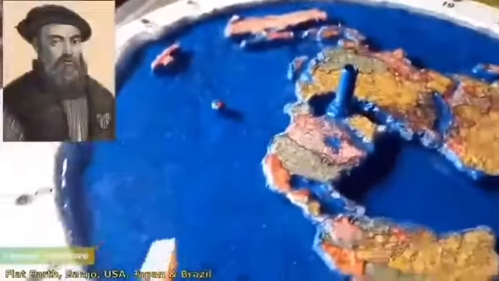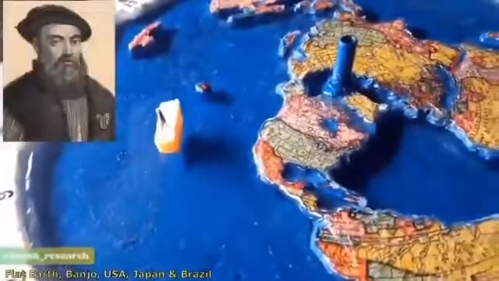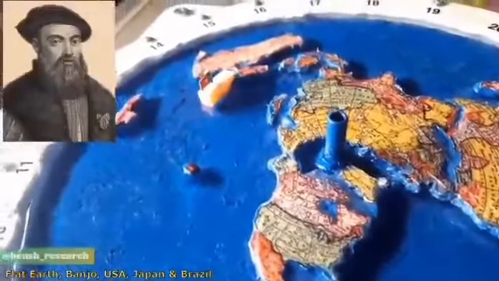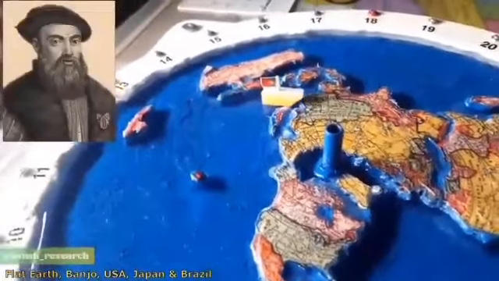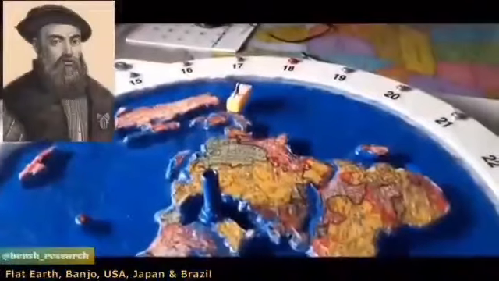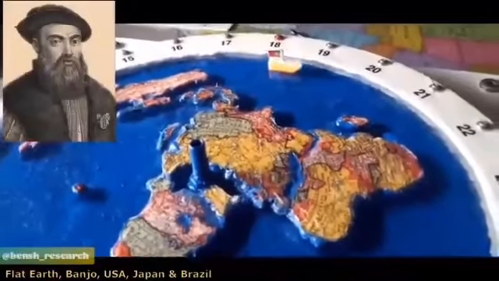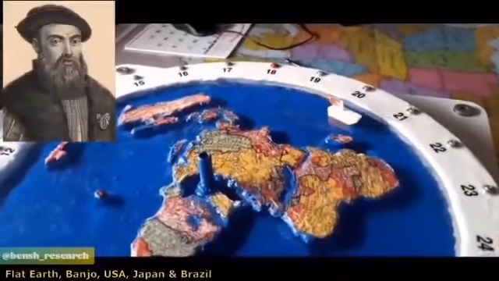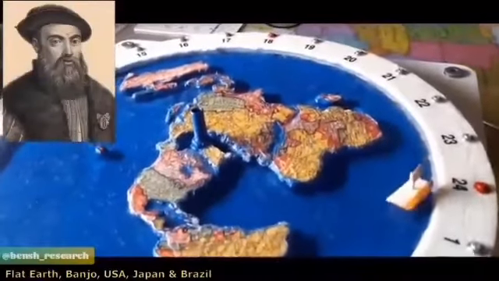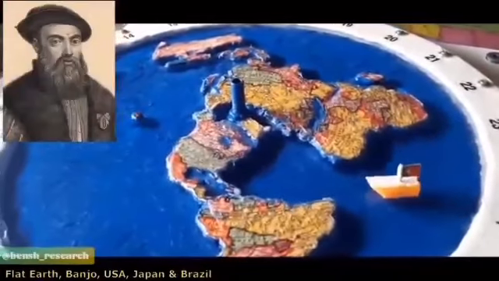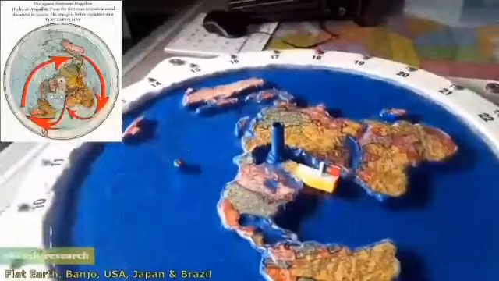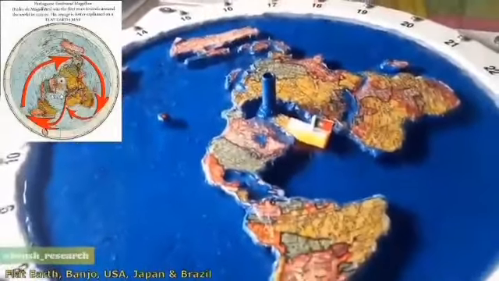From here, it sailed all the way to the Philippines, and that's when he died. Then he went through these islands here, and then he sailed around Africa, Cape of Good Hope, and went back to Europe. That's how he went around the world. Easily explained on the flat earth. Okay.